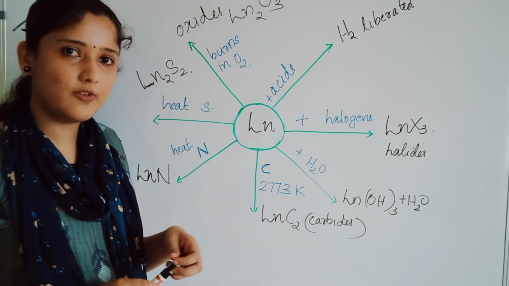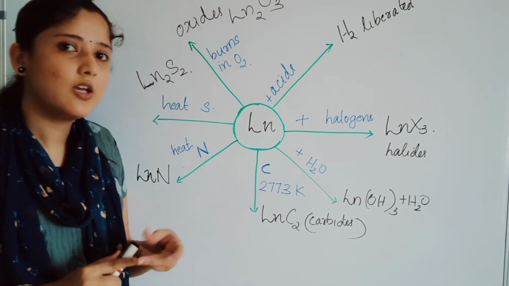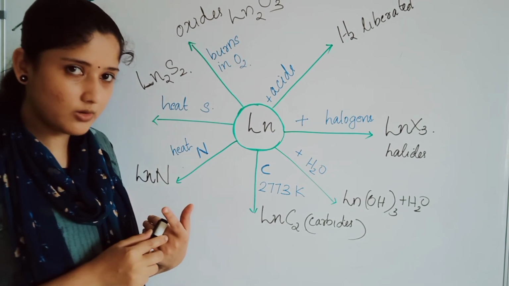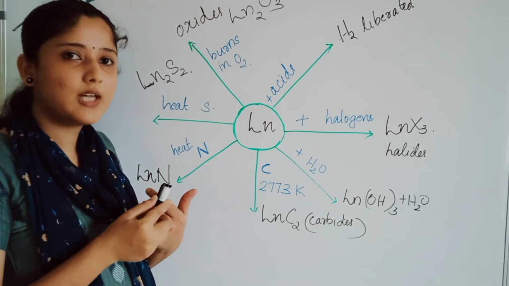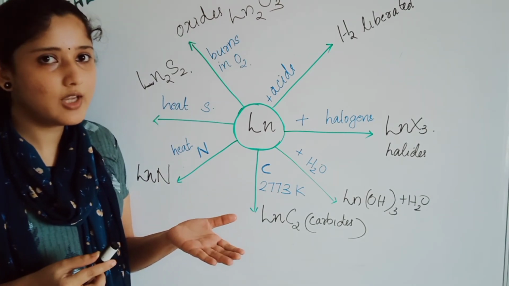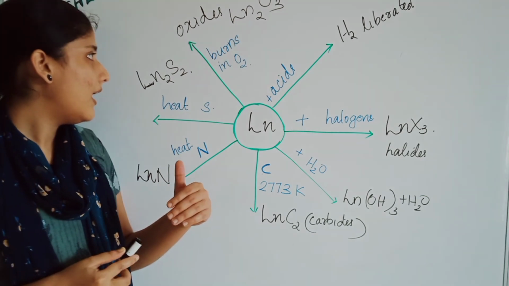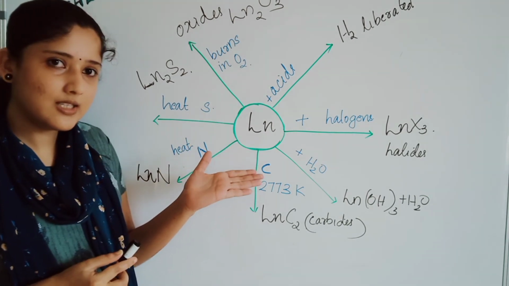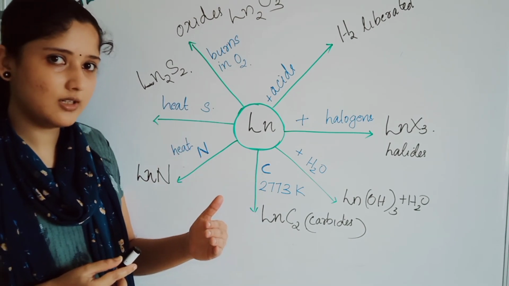These are the general reactions of lanthanoids. With halogen we will get halide, with water we will get hydroxides, when burned in air we will get oxides. And when we react it with carbon at high temperature, what will we get? Carbides. With nitrogen, what will we get? Nitrides. With sulfur, we will get sulfides. And when reacted with acid, hydrogen gas is liberated. These are the important reactions.